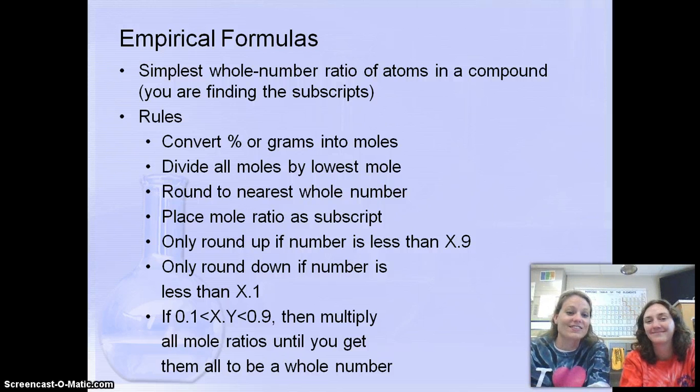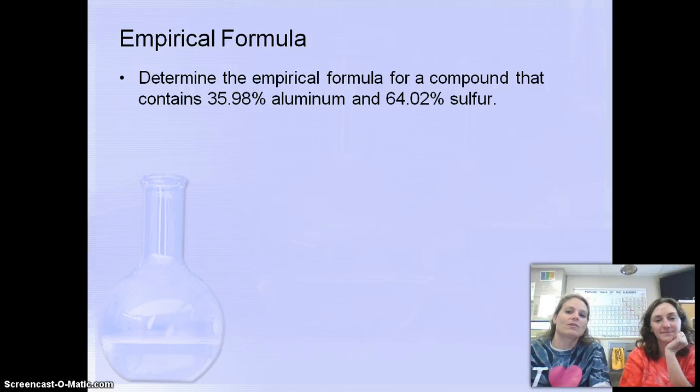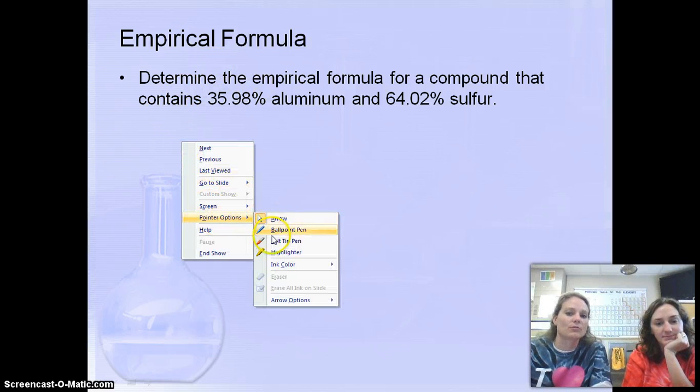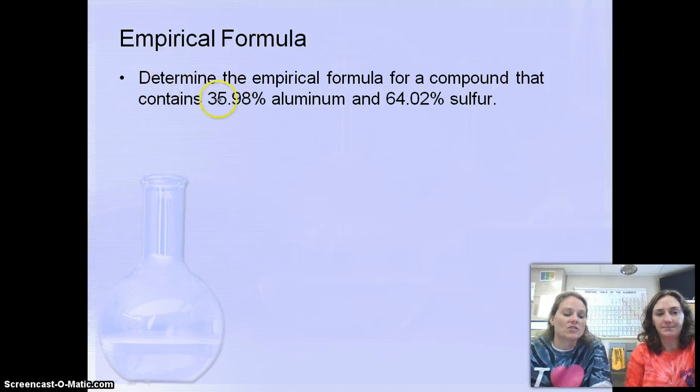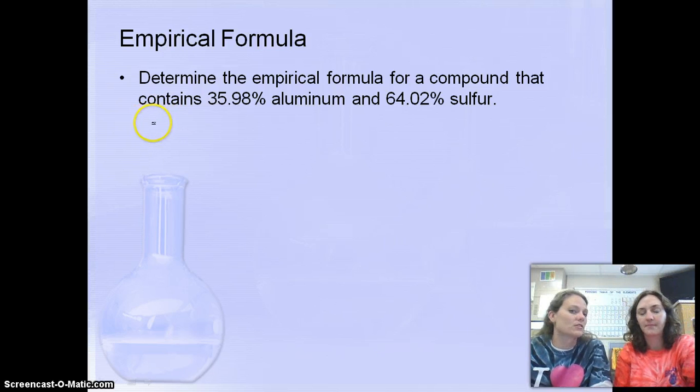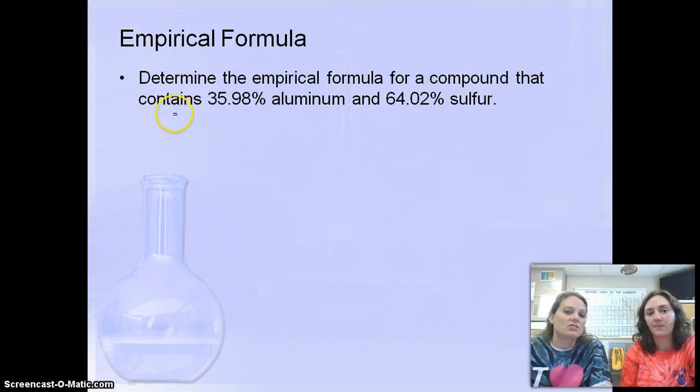All right, so let's do an example. Determine the empirical formula for the compound that contains 35.98% aluminum and 64.02% sulfur. So first thing I would do is take the percentage, and assuming that this is 100%, then we know that each of these is worth that many grams. So we can write down the aluminum as 35.98, but instead of percent, we can drop it and make it into a gram.